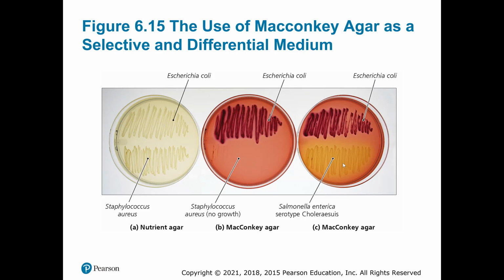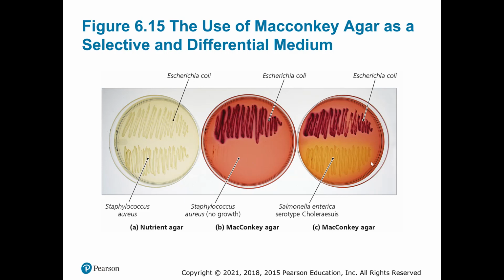However, here's where the differential property comes in. Notice that the two different microbes are two different colors. So E. coli is really dark colored. Salmonella looks yellow almost, or colorless really. It's colorless.